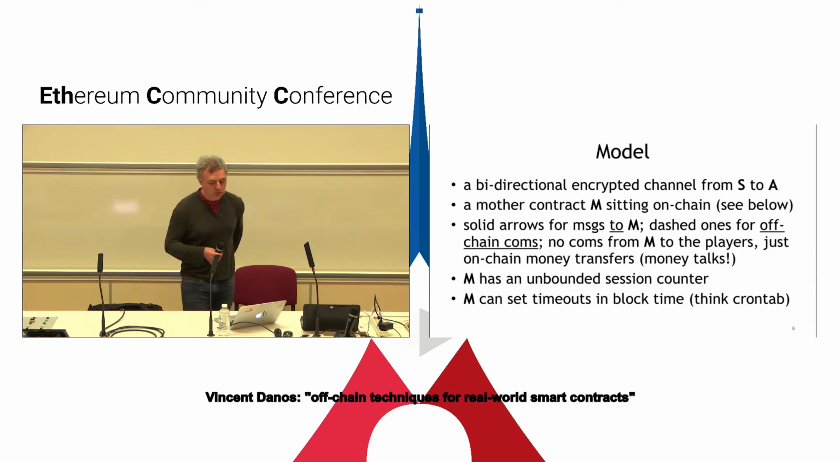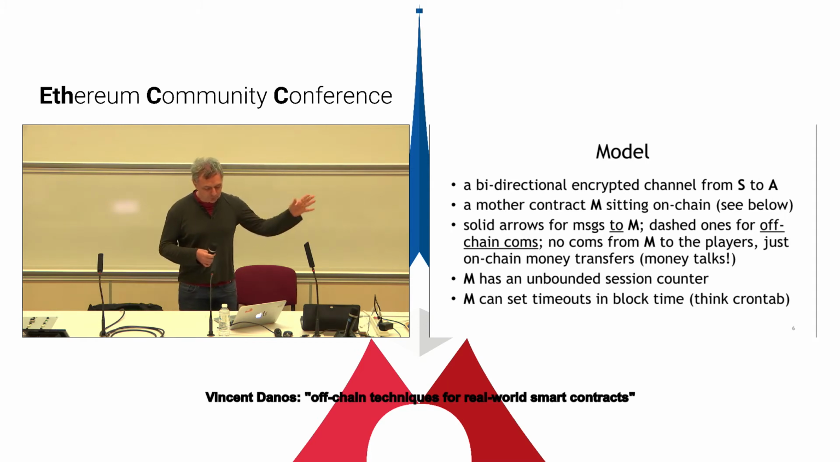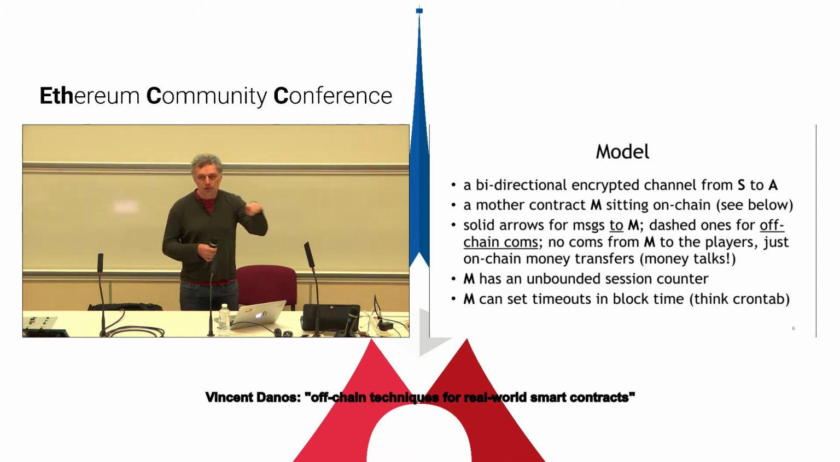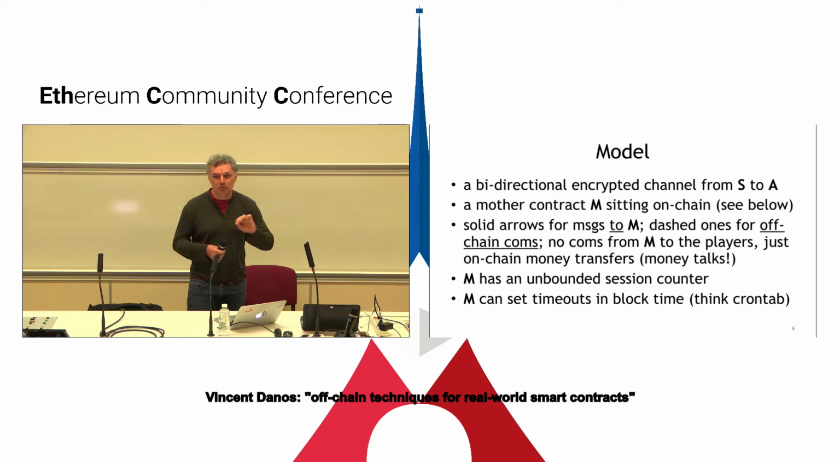All right, so now I tell you what the model is. We suppose that both parties have an encrypted, authenticated channel between them, which is not trivial, but we assume this. We suppose there's a contract sitting on chain that we're going to describe below. In the description of the protocol, I will use solid arrows for any communication from the players to the contract, and dashed ones for off-chain communications. There will be no communications from the contract to the players, just money transfers from the contract to the players.